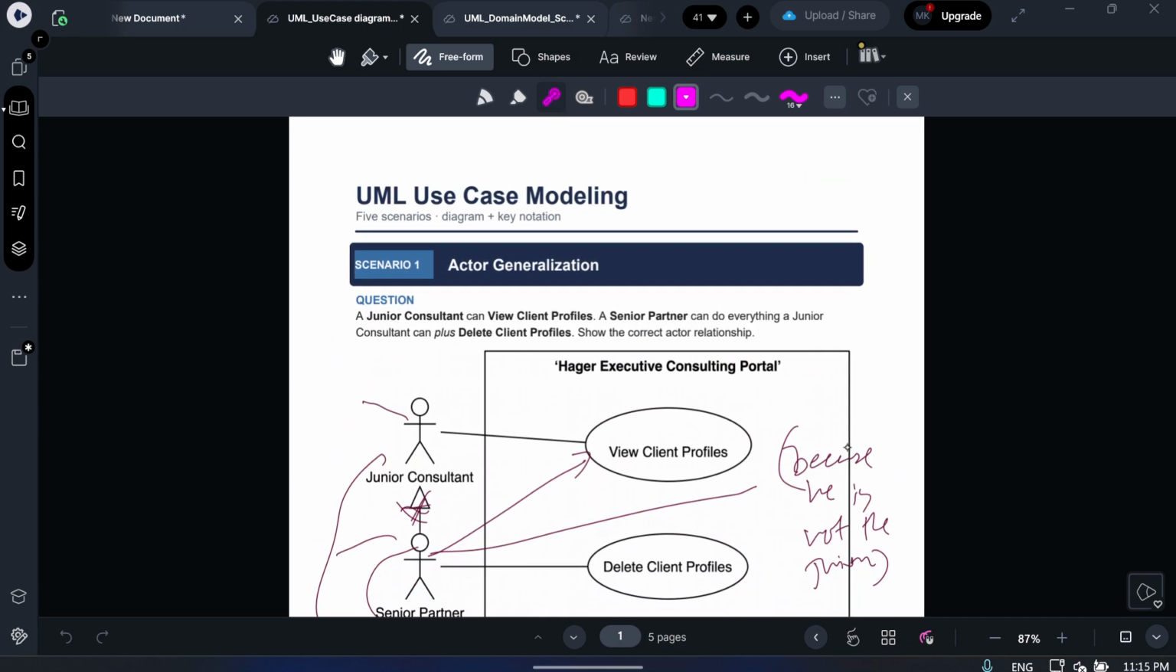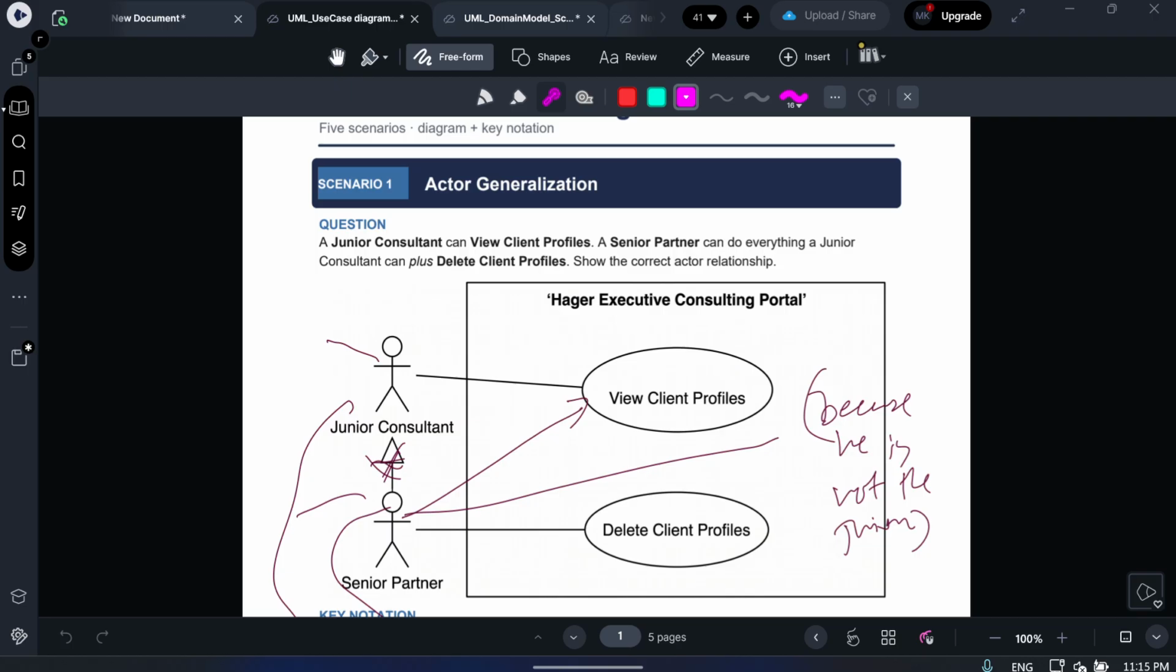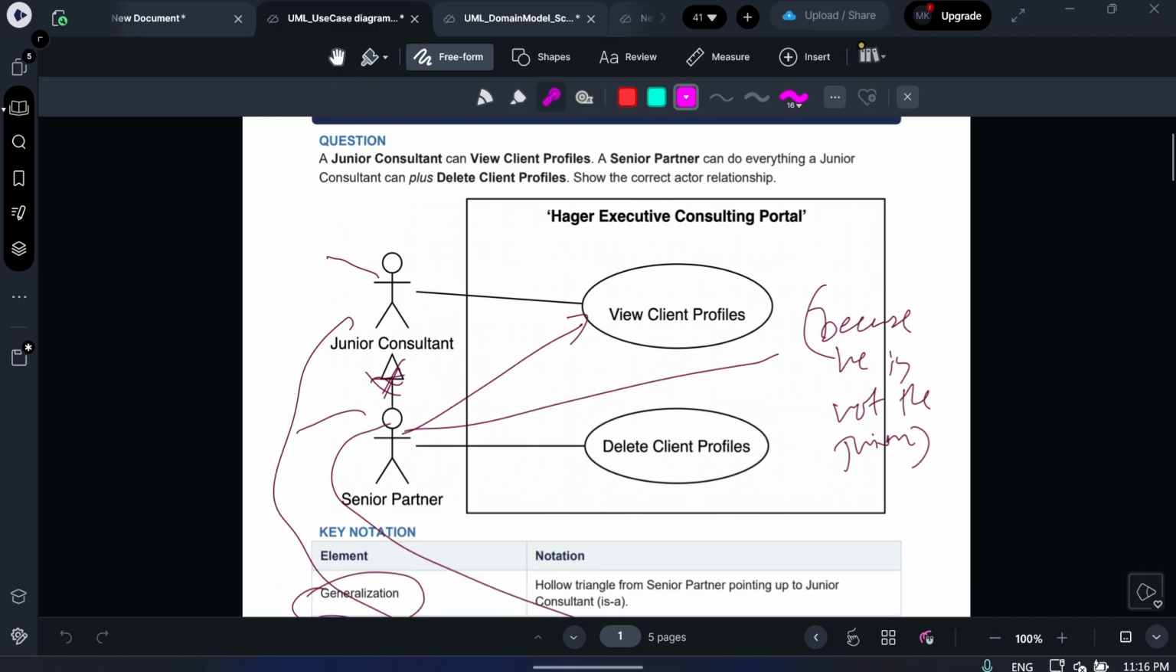So we will basically start from the first question. Here we're looking at use case modeling, UML. These are use case diagrams. For example, a junior consultant can view client profiles. A senior consultant can do anything. A junior consultant can plus delete client profiles. So they ask us to show the correct actor relationship.